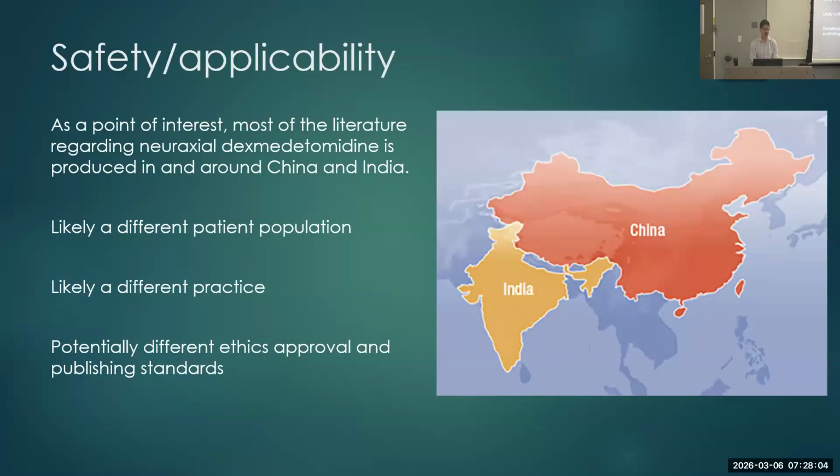So as just a point of interest, something that should be aware of, basically all of the literature for this is coming out of China, Japan, India, Middle East. And I make the point that, again, they've got potentially different ethics approval and publishing standards, but I don't think that's to say that obviously all of this data is trash, we shouldn't use it. But at the very least, they are working with different patient populations. They are working with different practices. So it may not be directly applicable to just take a number out of theirs, plug it in, and see the exact same benefits.